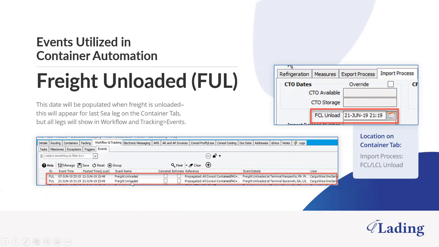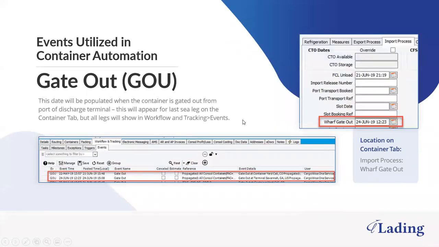Freight unloaded, again, it shows it for every leg. It will appear for the last sea leg under the import process. Gate out. This date will be populated when the container is gated out from the port of discharge terminal. It appears for the last sea leg on the container tab, but all legs will show in workflow and tracking events. So import process, wharf gate out. Workflow and tracking, show both.